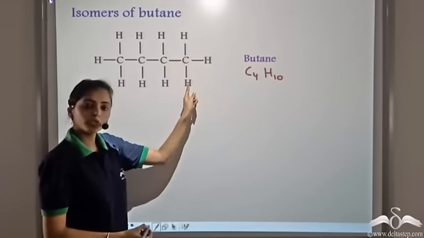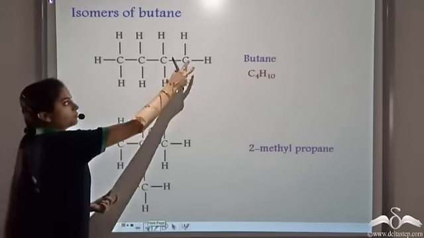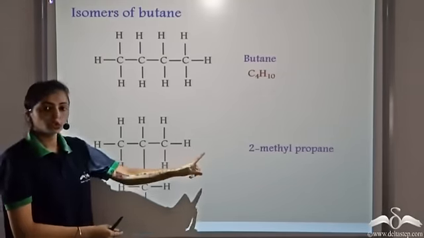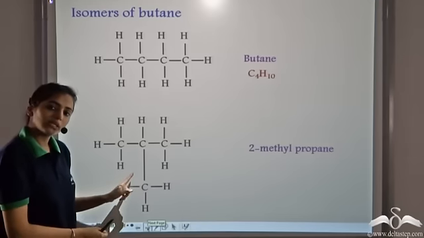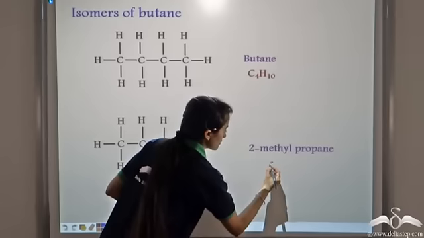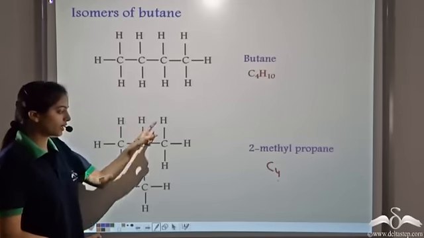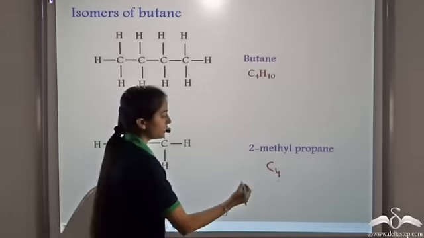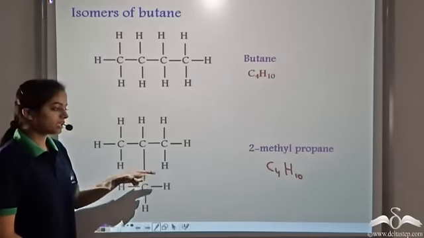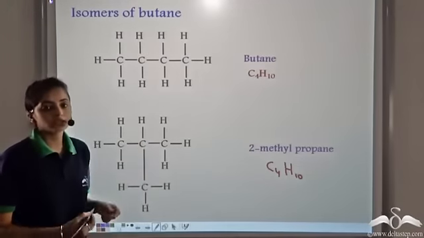Now, if we move one methyl group and bring it down, attaching it to the second carbon, we get 2-methyl propane. Again, let's count the number of carbon atoms: 1, 2, 3, 4. And if we count the hydrogen atoms, we get 10 hydrogen atoms. So both are isomers because they have the same molecular formula but different structural formula.